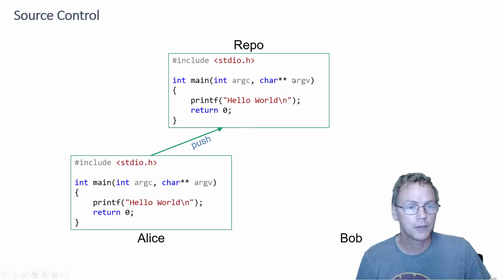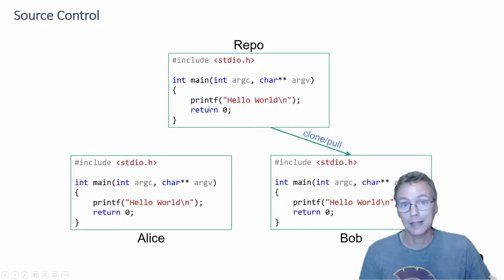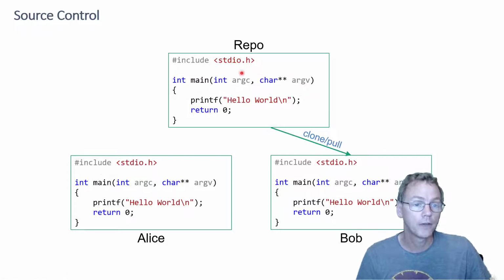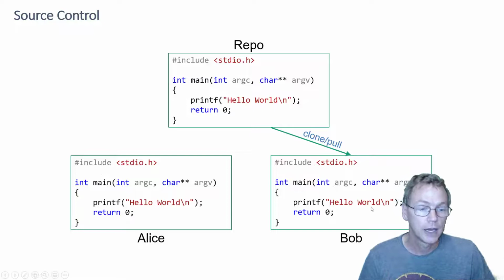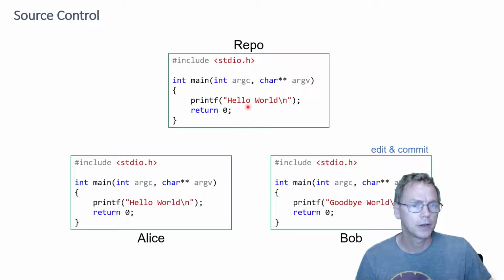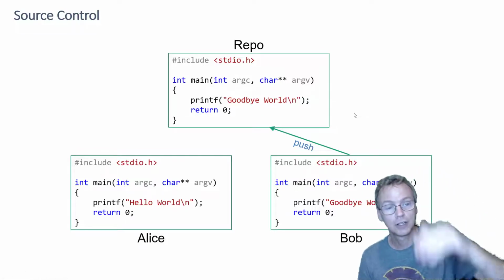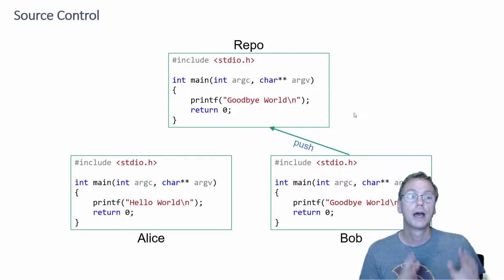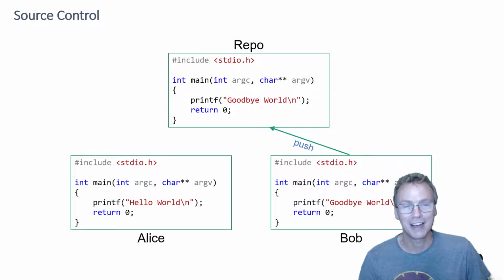So let's have Bob join in the fun. Bob now does his clone or his pull. He will clone the repo, and since Alice has already come and done her work, he gets an exact copy of what Alice did. That's all good. Bob is going to make his edit. And he commits his edit, but Alice doesn't see that yet, and the repo doesn't see that yet until Bob does a push. He pushes the change that he made up to the repo, and now the repo sees it. The repo's got that change. Alice still does not have that change yet.